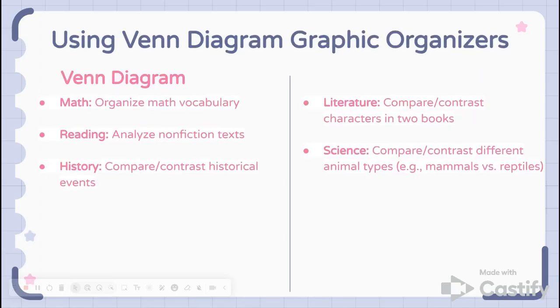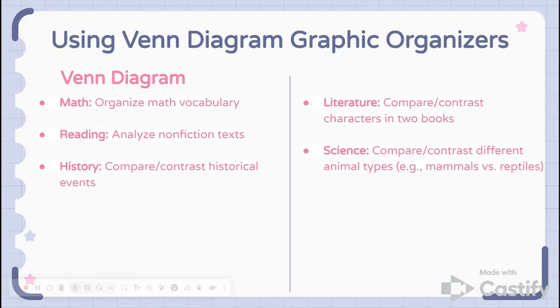Some ways of using the Venn diagram graphic organizer. Maybe in math you use the Venn diagram graphic organizer to organize math vocabulary. Or in reading you use a Venn diagram to analyze nonfiction text with a compare and contrast structure, or compare prefixes and suffixes. Or in history you compare and contrast historical events, figures, or civilizations.